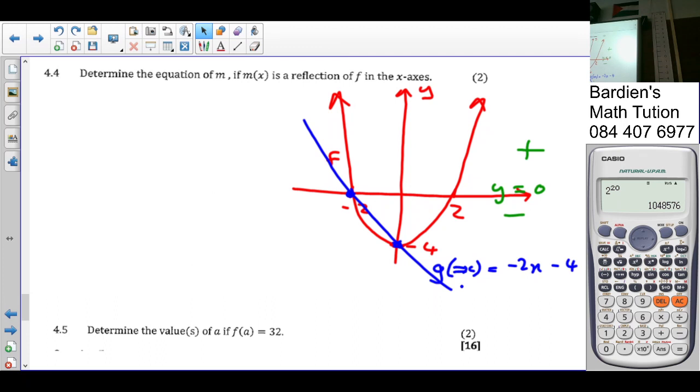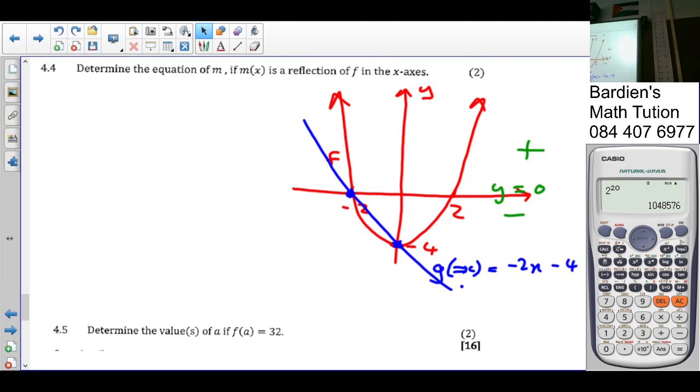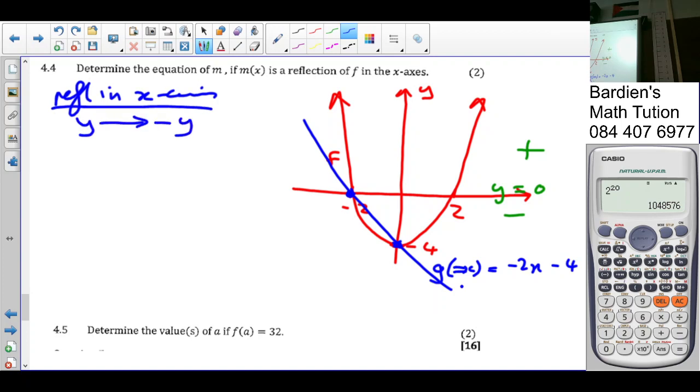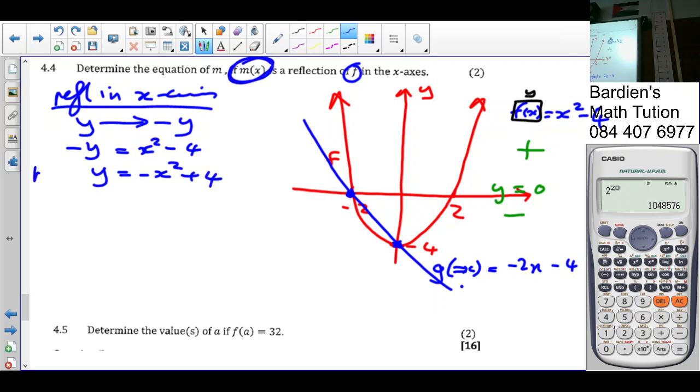In question 4.4, the question says determine the equation of m if m of x is a reflection of f in the x-axis. What's the rule if it's reflected in the x-axis? The rule says y becomes negative. So it's a reflection of f. What is the equation of f of x? It was x squared minus 4. You sure? Right. So if y becomes negative, it is simply negative y is equal to x squared minus 4. So I divide by negative, so y is equal to minus x squared plus 4. And it's the graph of m of x. So I put that m of x in. You all okay with that?